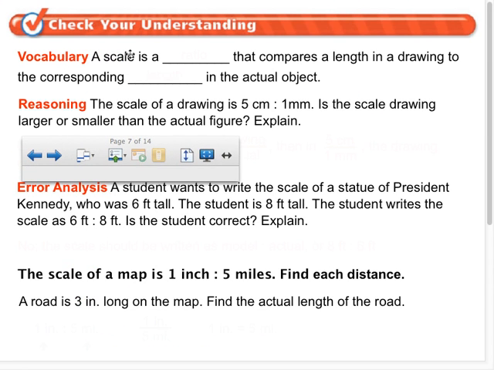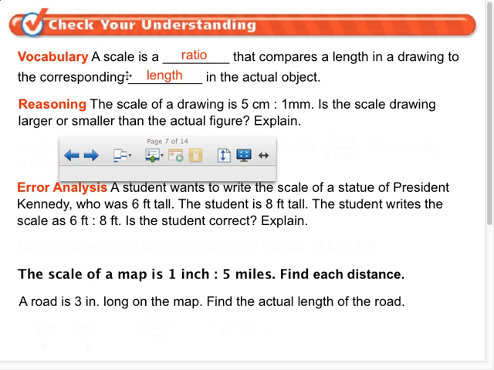Vocabulary: a scale is a blank that compares a length in a drawing to the corresponding length in the actual object. So I gave you one of them. What's the first one? Who's got the first one? Go to Fatima. It's a ratio. A scale is a ratio that compares a length in a drawing to the corresponding length in the actual object. Okay, reasoning.